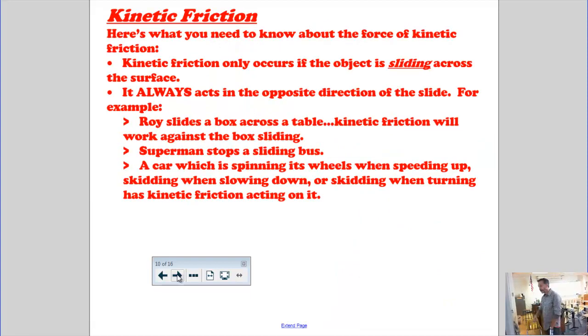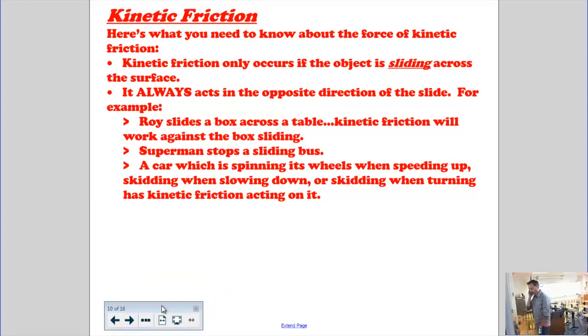All right, so now kinetic friction. So kinetic friction is the type of friction that you need to deal with once your object starts sliding. All right, so important stuff to know. First of all, kinetic friction only occurs if the object is already sliding across the surface. All right? It always acts in the opposite direction of the slide.